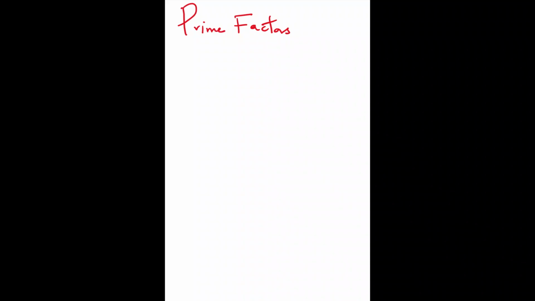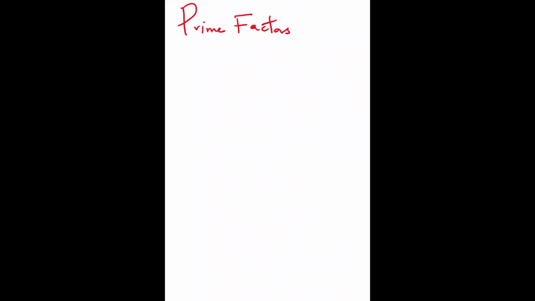In this video I'm going to be talking about prime factors. But before I delve into prime factors, I have to talk about prime numbers. A prime number is a number that is greater than 1 that can only be divisible by 1 and itself. Examples of prime numbers we have are 2, 3, 5, 7, 11, 13. Just numbers that can only be divisible by itself and 1.